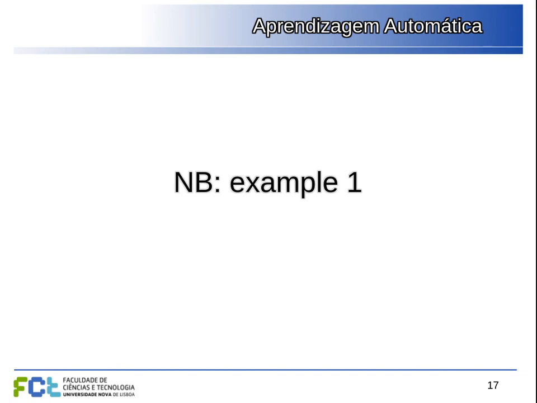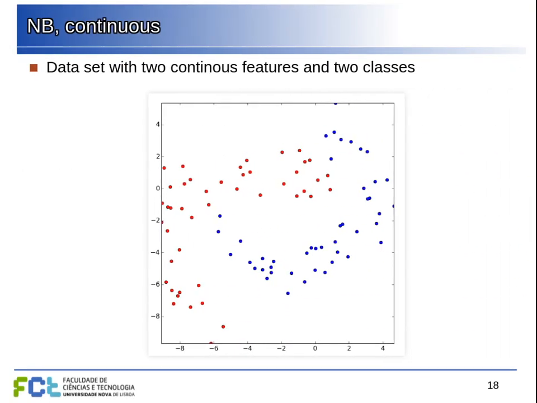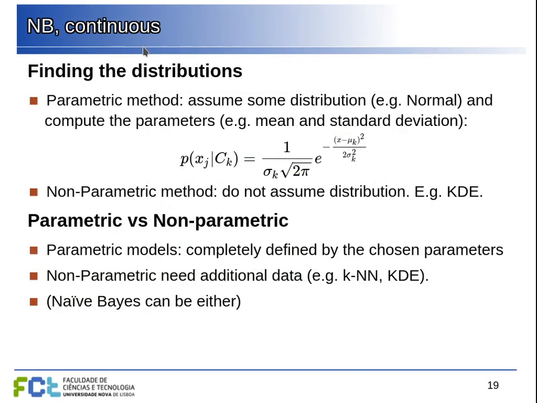So let's see some examples to illustrate this better. Let's suppose we have this data set here. We have two continuous features, x1 here and x2 here, and the two classes, the red and the blue classes. And we want to create a naive Bayes classifier to help us predict the class of a point given these two coordinates, which are the features of the examples.